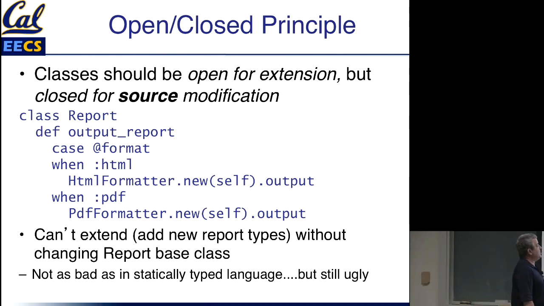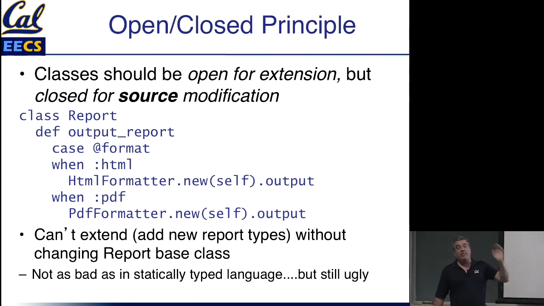Like if I now decide that besides HTML and PDF, I also want PostScript or something, there's no way to add a new report type without changing the base class that contains the report. And that doesn't make any sense, because adding a new report type should not involve changing the existing report types, right? It's strictly adding new stuff. So the goal of open-closed is to make it so that adding new stuff doesn't require retroactively changing an existing class.